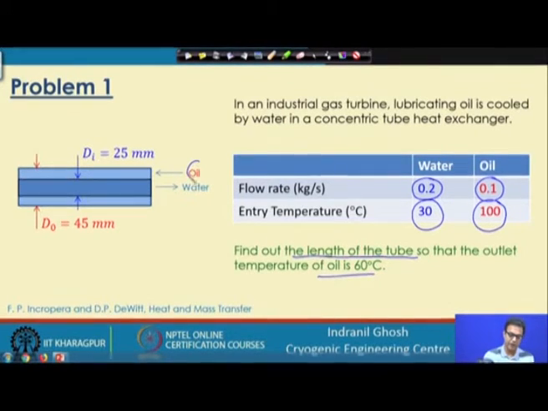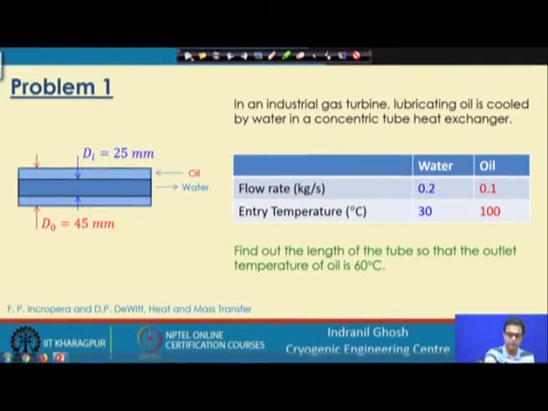So, this oil is entering at 100 degree centigrade, and we are trying to find out the length of this tube, so that this oil will come out at 60 degree centigrade. Now, we have to determine the length of the heat exchanger. Basically we can understand that some of the information is known, and we intend to find out the length of the exchanger or the dimension of the heat exchanger. So, basically it is a sizing problem.